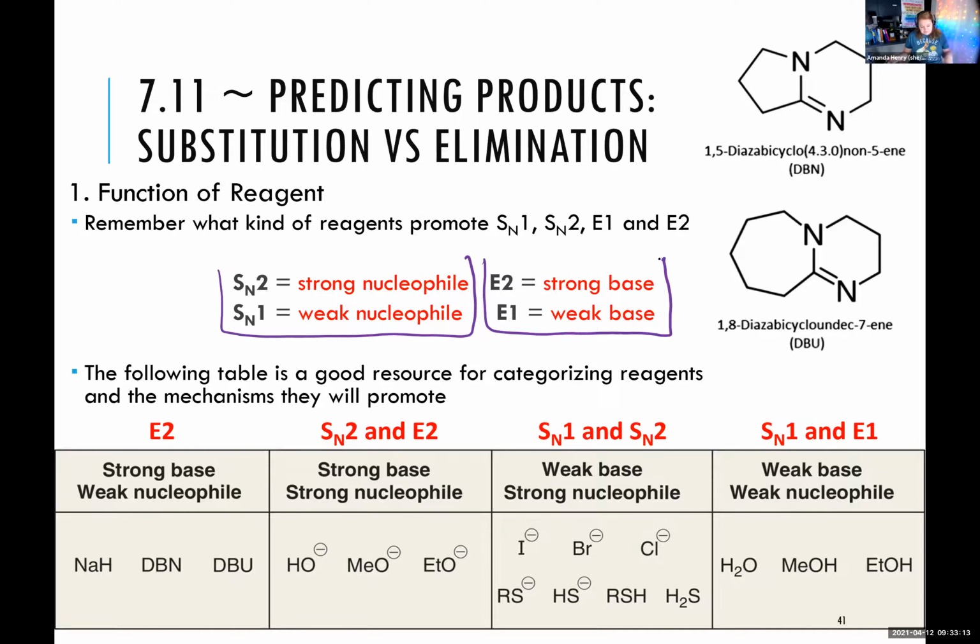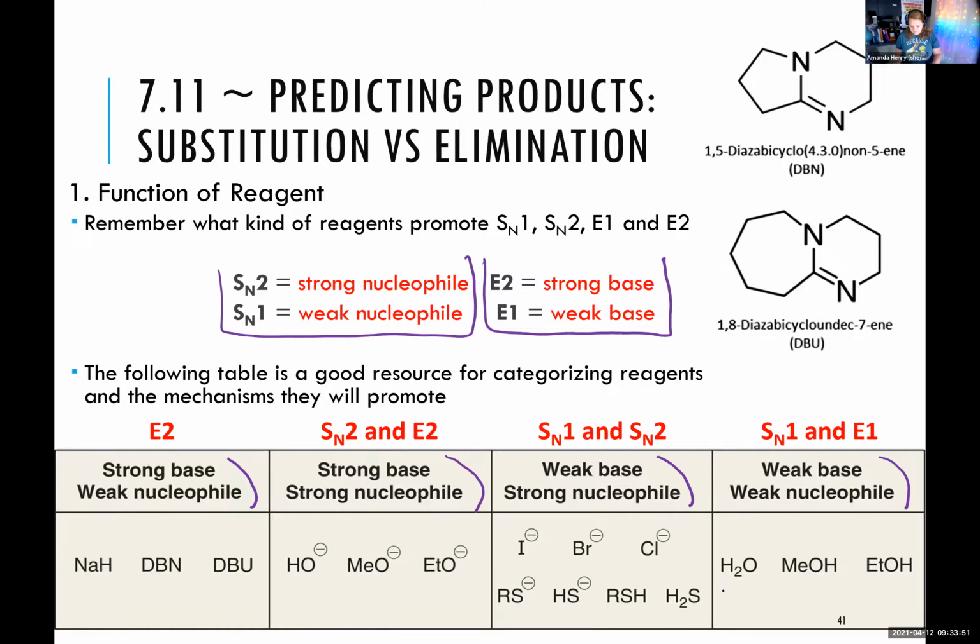So this table is from your book. I think I added the red labels on the top here. But this table is from your book. It is definitely not an all-inclusive table, but it's a good resource and a good representation of some of the reagents you will see. And so it's divided into things that are strong bases but weak nucleophiles, strong bases and also strong nucleophiles, weak bases but strong nucleophiles, and weak base, weak nucleophile.